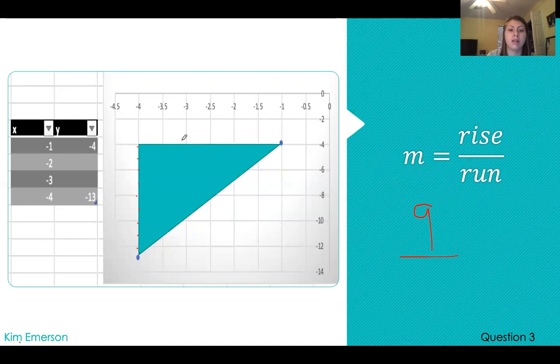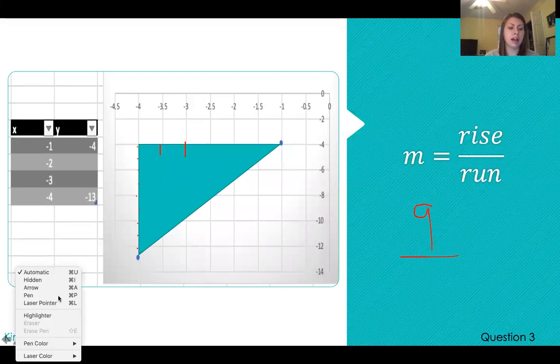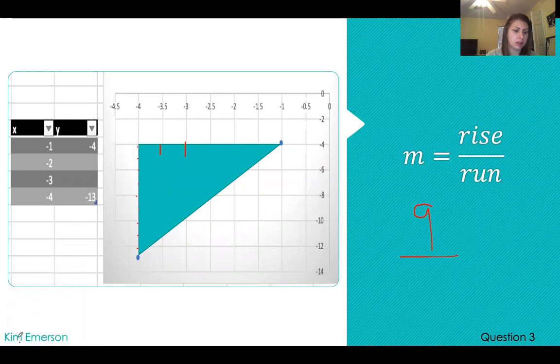Excuse me, let me erase that. I told you incorrectly. Actually, this is just 1 because we're not going by 2's, we're just going by 1, so we're not going by halves. So here's 1, 2, and then 3. So our run was 3. So 9 divided by 3 equals 3.